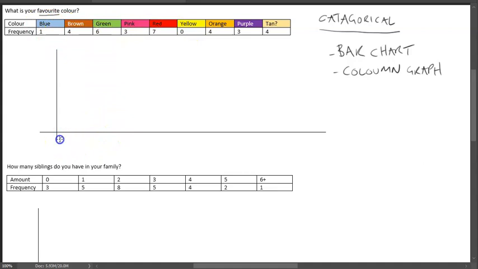So we will have blue, brown, green, pink, red, yellow, orange, purple, and tan. I think I have just enough. And on the left hand side will be the frequency or the amount that is represented from each category.